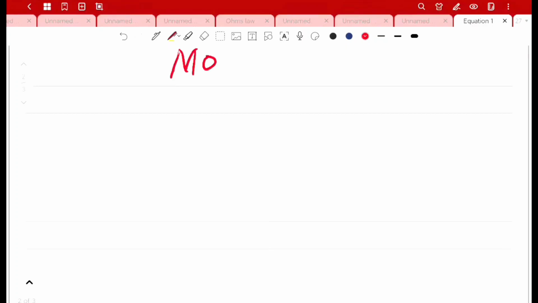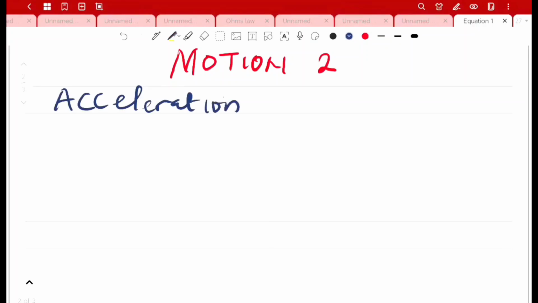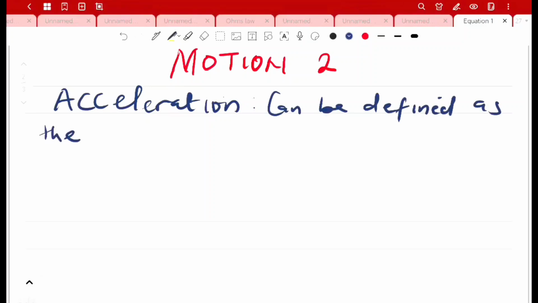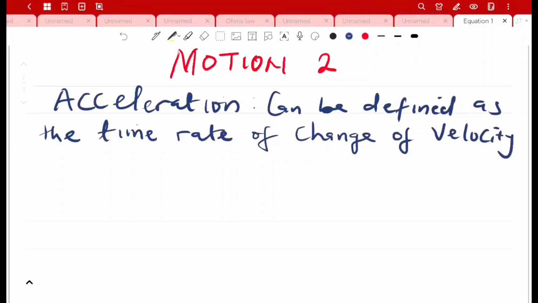In this video, I'm going to show you how you can use the definition of acceleration to derive the first equation of motion in physics. So let's go. By definition, you can simply say that acceleration can be defined as the time rate of change of velocity. In this definition, you must look for three things.